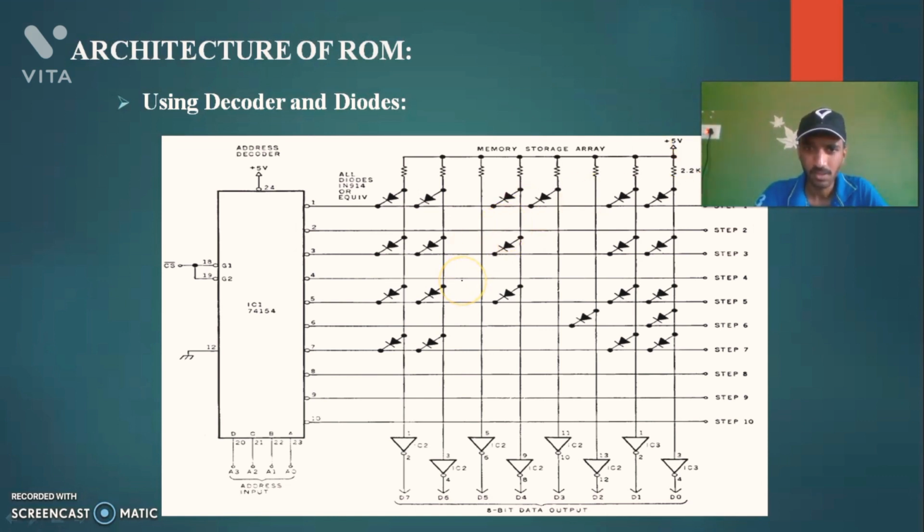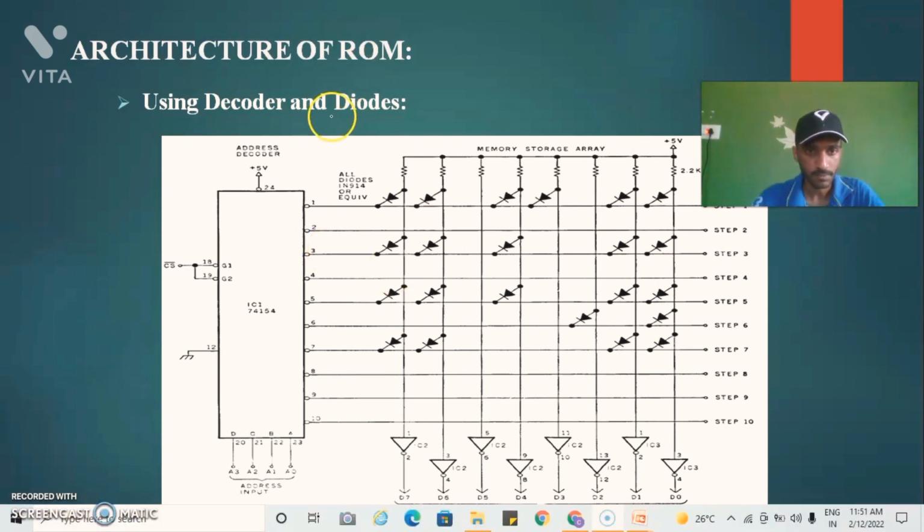Here we are going to, wait, I will explain using decoders and diodes. Here is how the ROM stores the data and how we can read the data. This is the internal structure of the ROM, where we are using several diodes and also the NOT gate.